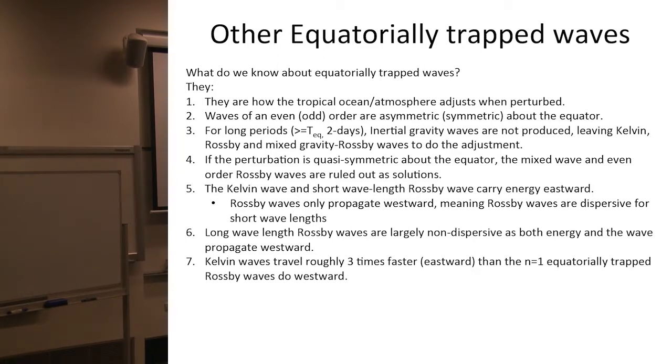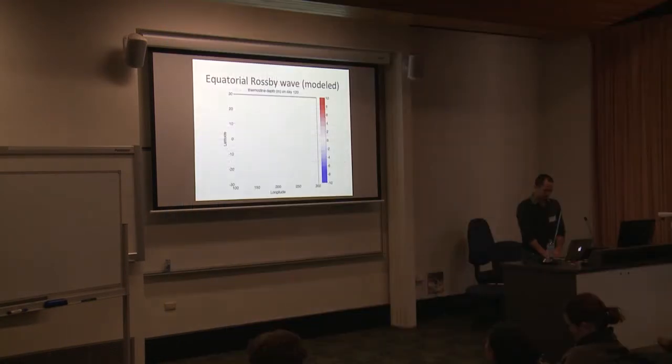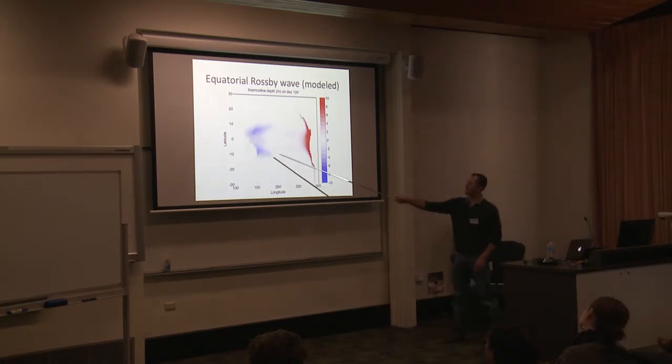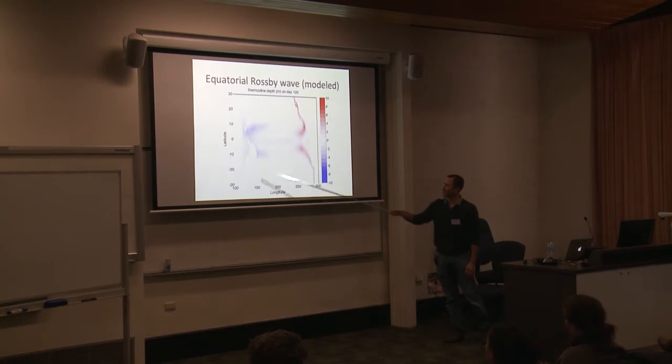Long wavelength Rossby waves are largely non-dispersive, and both the energy and the wave crest will propagate to the west, and they travel about a third of the speed westward that Kelvin waves do eastward. So again, we go back to the simple shallow water model solutions. So this is the n equals 1 Rossby wave pair propagating to the west.